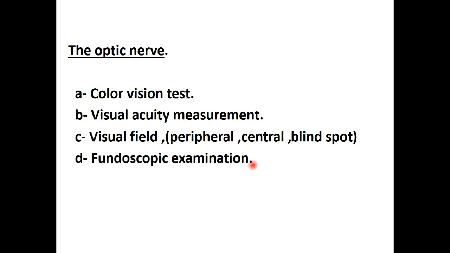To start examination of the patient regarding the second cranial nerve, we have to examine the color vision, number one. Then you have to examine the visual acuity. Then you have to examine the visual field, the peripheral field, the central field, and look for the blind spot. And finally, you have to do fundoscopic examination of the patient. These are the 4 steps in examination of the second cranial nerve.